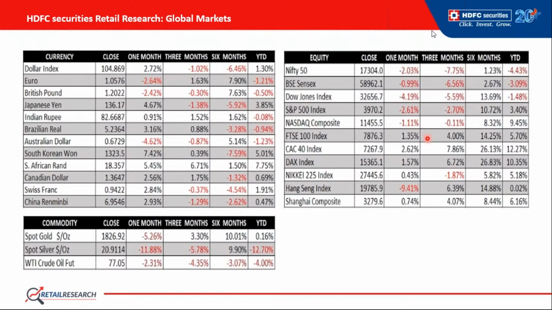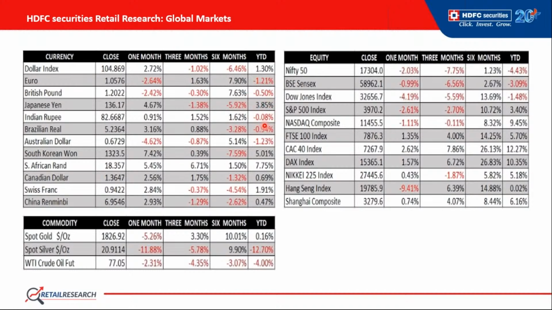From the commodity front, all the major commodities, gold, silver, and crude, remained under pressure in the month of February. However, on a YTD basis, gold is still giving positive returns, while silver is down somewhere around 13% and crude is down 4%. That has given some cushion to the rupee as well.